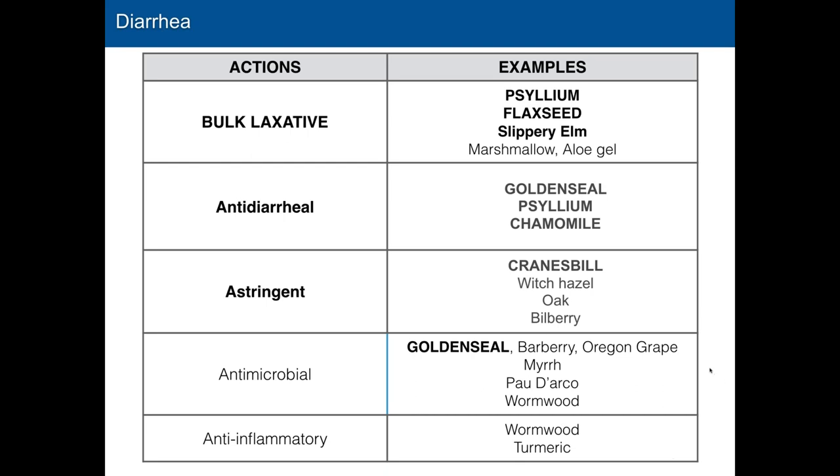Antimicrobials, there's a whole slew of ones that you could use, and then there's some anti-inflammatory ones. As an aside, there was a research study that showed that wormwood, which I never really thought of as an anti-inflammatory herb, had benefit for keeping Crohn's disease in remission, which is kind of neat. So you could have a tincture with various anti-inflammatories, including wormwood, in an oral capsule, and that might help get things in remission.